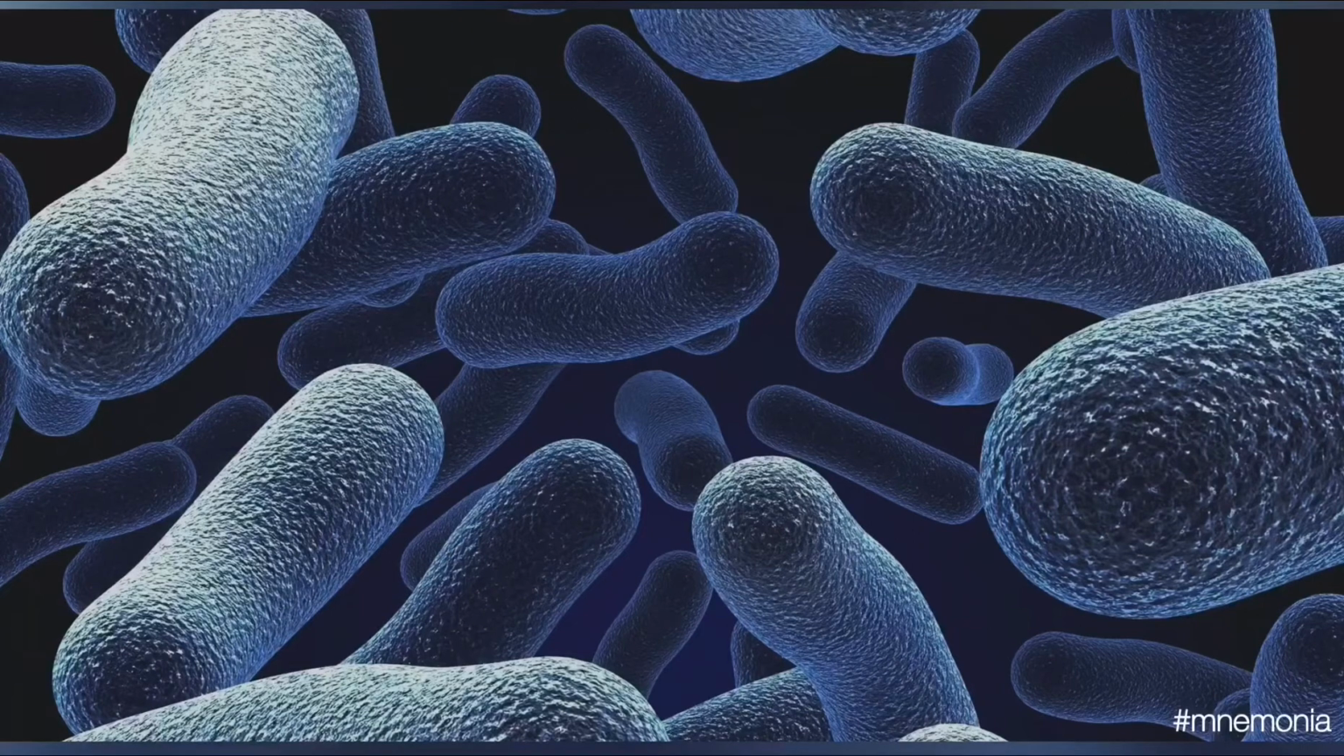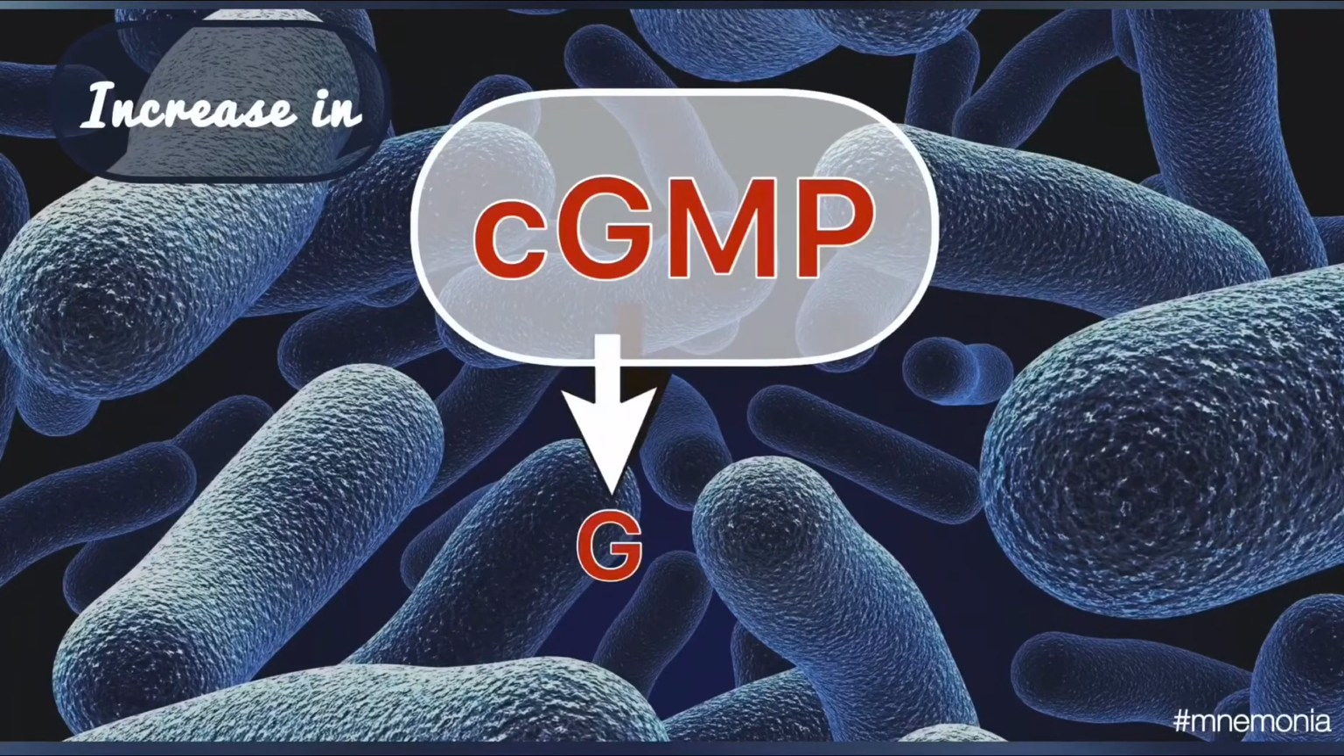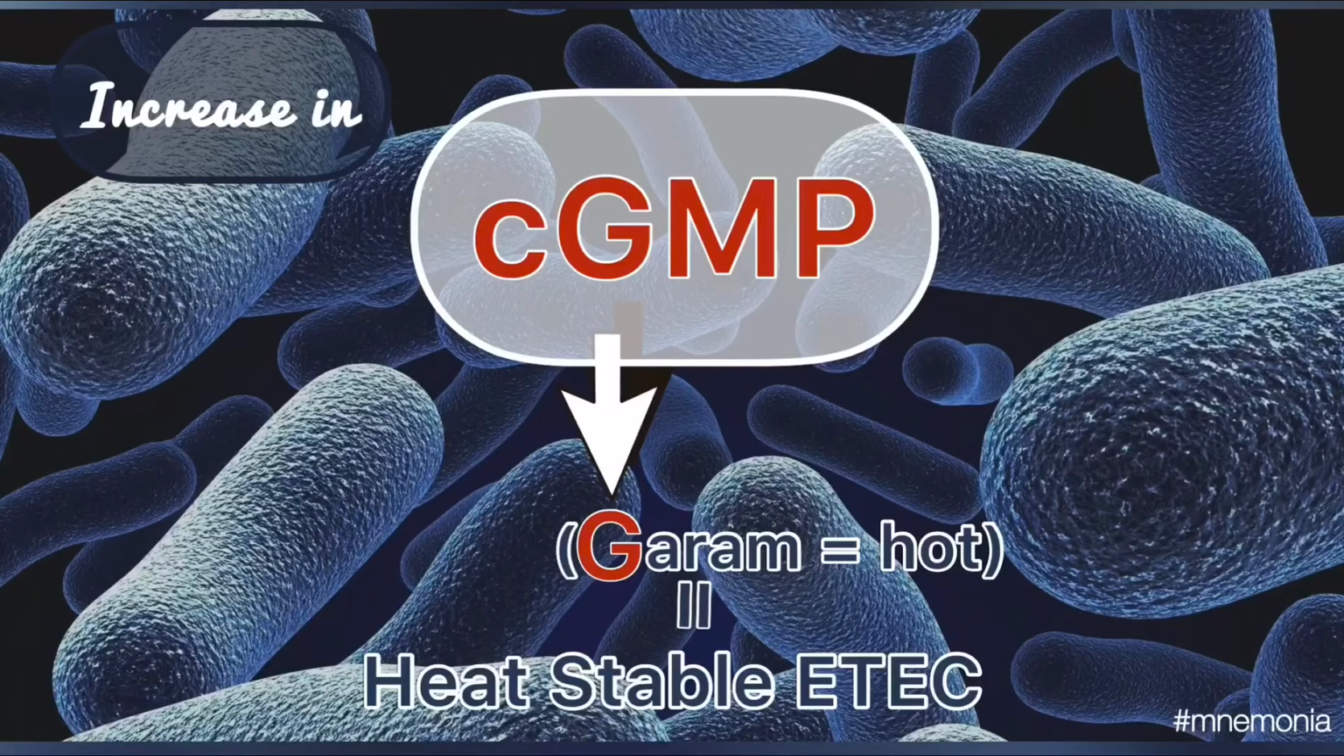Next mechanism is the one that involves increasing cyclic GMP. G here stands for garam or hot, which gives a clue to the organism, the heat-stable variant of ETEC.